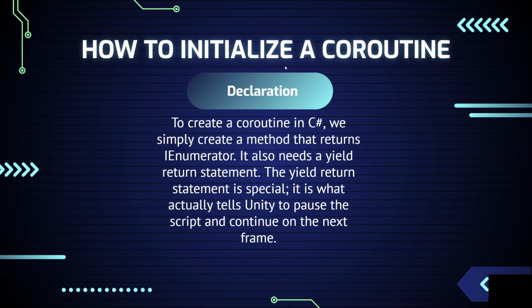How do you initialize a coroutine? To create a coroutine in C#, we simply create a method that returns an IEnumerator, and it also needs a yield return statement. The yield return statement is special. It is what actually tells Unity to pause the script and continue on the next frame. Coroutines are mostly used in, obviously, Unity.